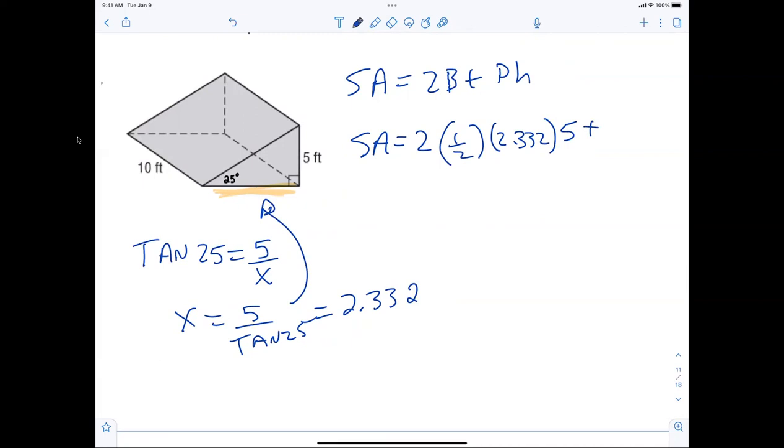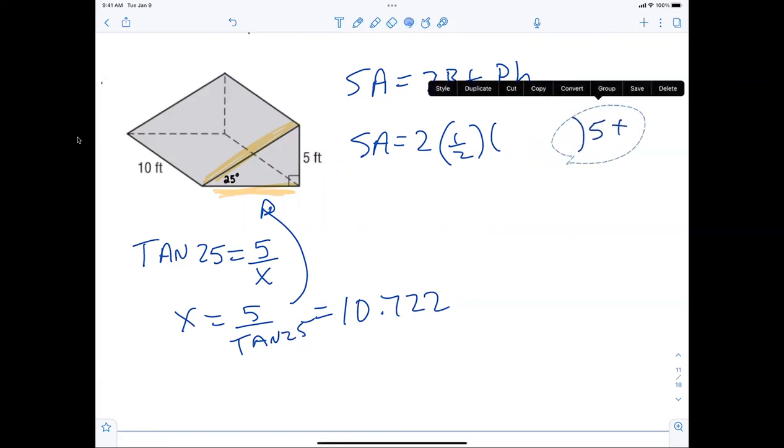Uh-oh, I have to find the perimeter. All right, so now I have to find the hypotenuse. The tangent of 5 divided by 10.5 is like 10.7. Who's telling me it's 2.332? I've got to learn my lesson, not to trust the girls. I think it's 10.722. Thank you. Someone I can finally trust.